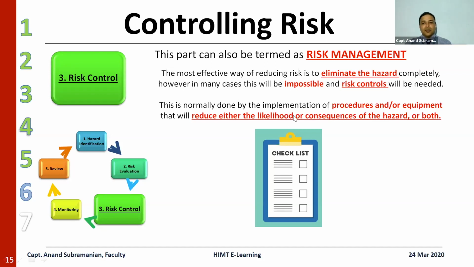So in risk management, what we do is we either reduce the likelihood of the hazard happening, or the consequences can be reduced, or in some cases we can reduce both too. So it depends on a lot of combinations of cases.